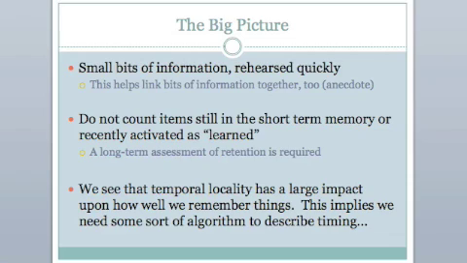And we should also not count items in short-term memory or recently activated as learned. This is to say that anything that has been recently accessed is given a sort of artificial boost in terms of our learning. So we're starting to see that temporal locality has a large impact on how well we remember things. This kind of implies that we might be able to use some sort of algorithm to describe timing.